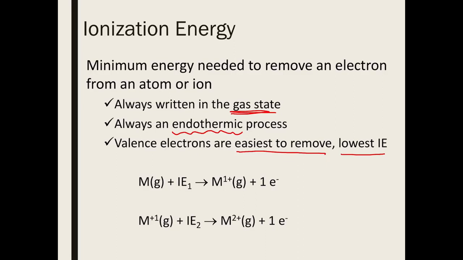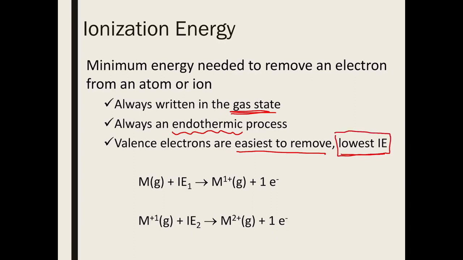If we have a really big atom like cesium or francium, those electrons aren't being held on very well. They are really far from the nucleus. They're experiencing a lot of shielding. The atom's like, take it or leave it, I don't care, take my electron. It has a low energy cost to pull that off. So that's why it has a low ionization energy.